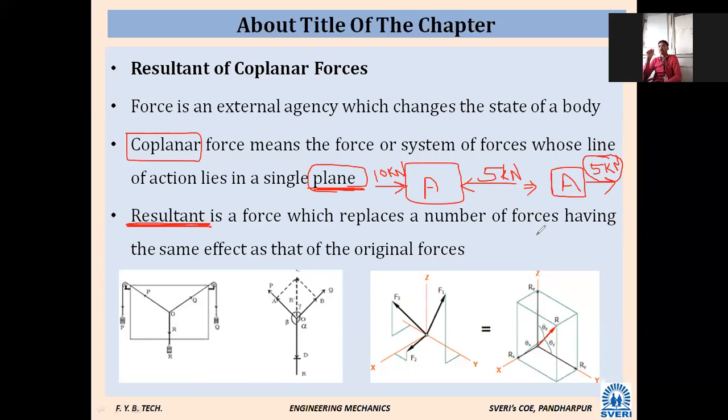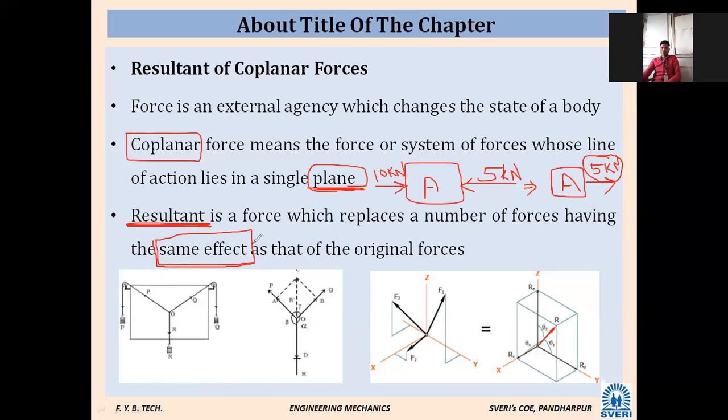What will be the criteria to replace a number of forces by a single force? What could be the criteria? If you want to replace a number of forces by a single force, what should the criteria be? As far as its effect is concerned, what should be the criteria?